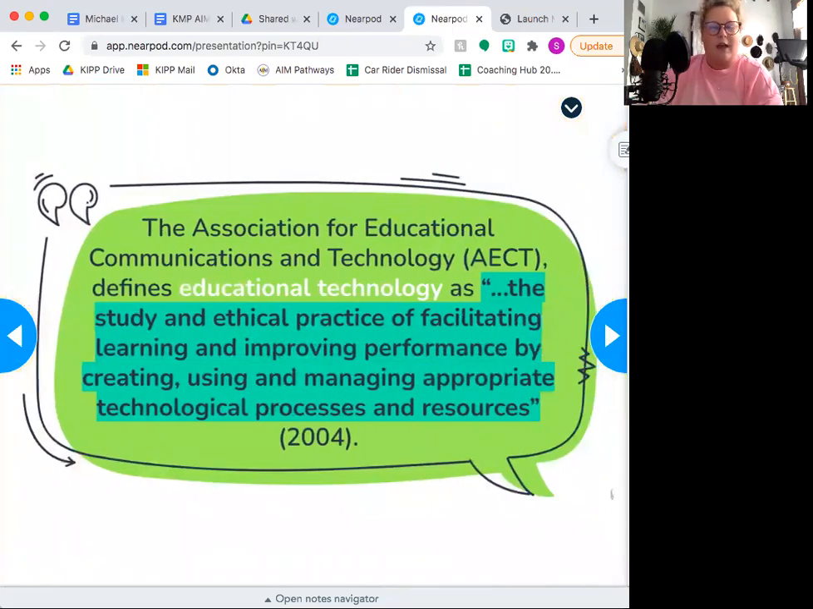The Association for Educational Communications and Technology, or the AECT, defines educational technology as the study and ethical practice of facilitating learning and improving performance by creating, using, and managing appropriate technological processes and resources. We are going to break down this definition just a little bit.